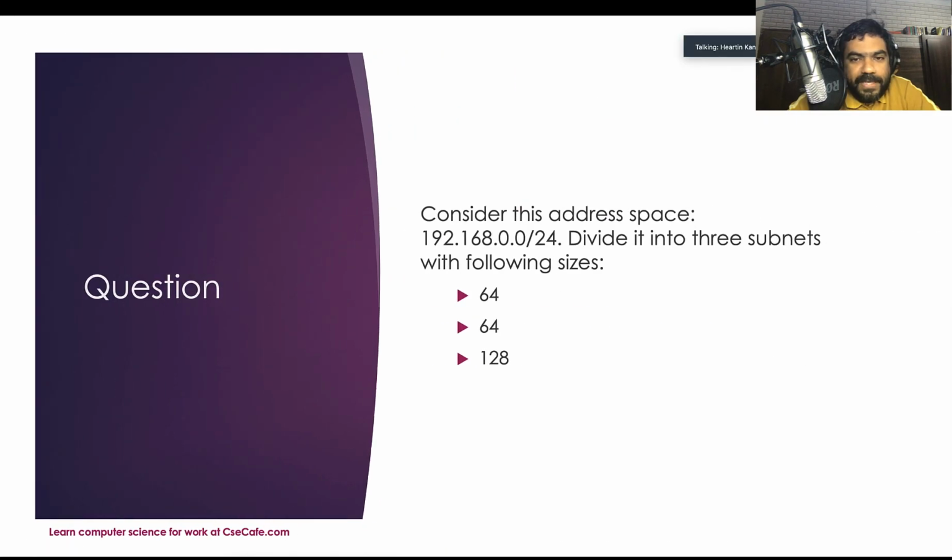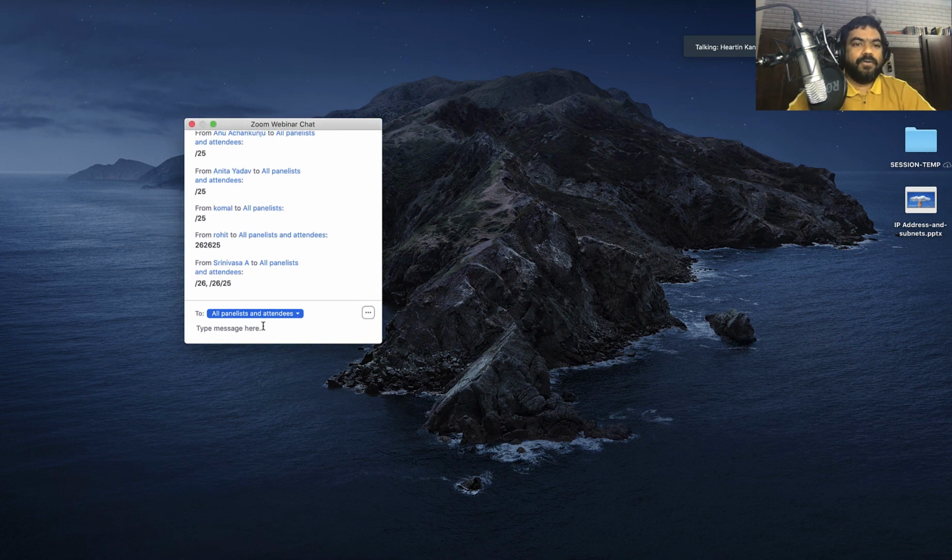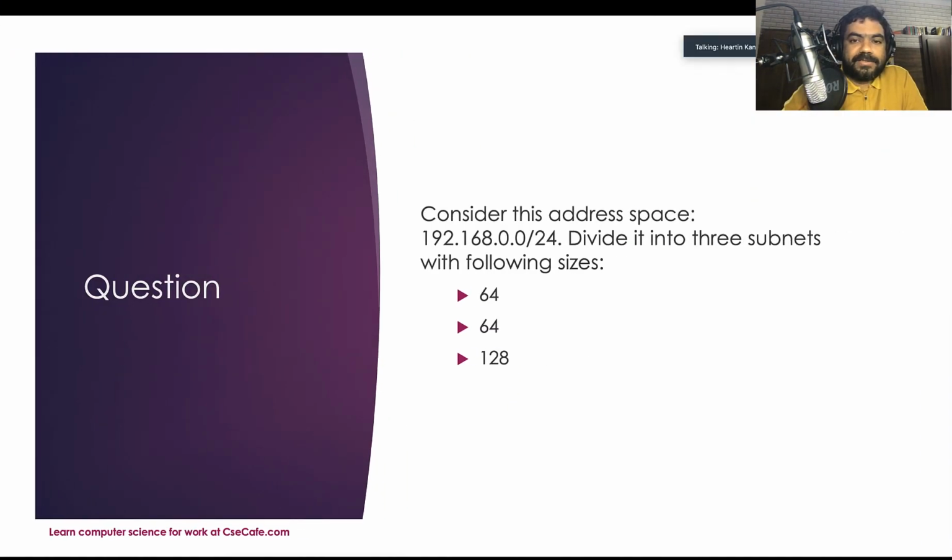So the first one will be slash 26, second will be slash 26, and third will be slash 25. Okay, 26, 26, 25. Now that part is clear. So now what will be the IP address range here? Okay, first one, start, I will tell you: 192.168.0.0.